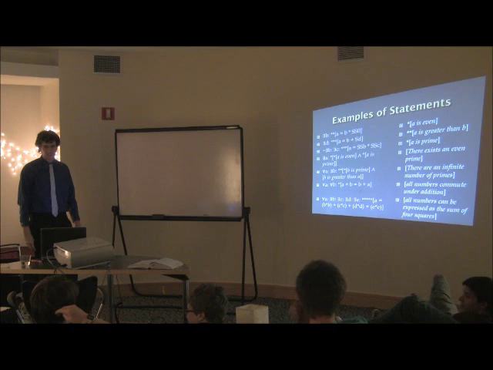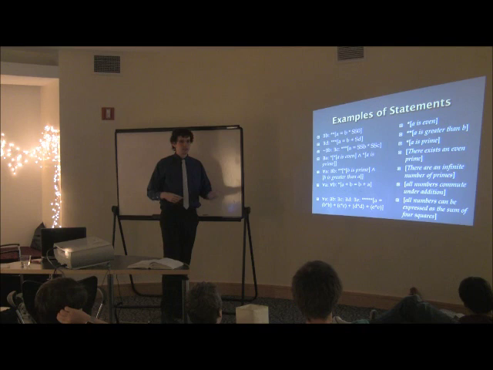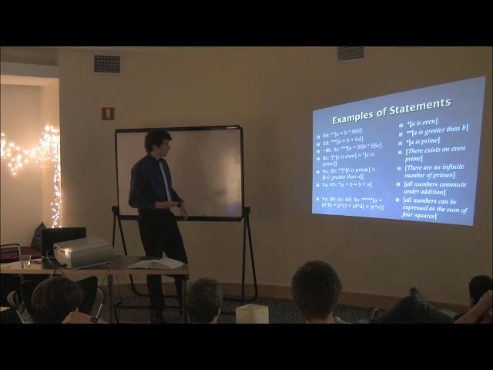So we can say things like A is prime, because that's just saying there's no B and C such that B times C equals A. That's similar to how we were proving 5 is prime before. We can say there exists something that's both even and prime by just saying there exists an A such that A is even and A is prime. And we can say there are an infinite number of primes.